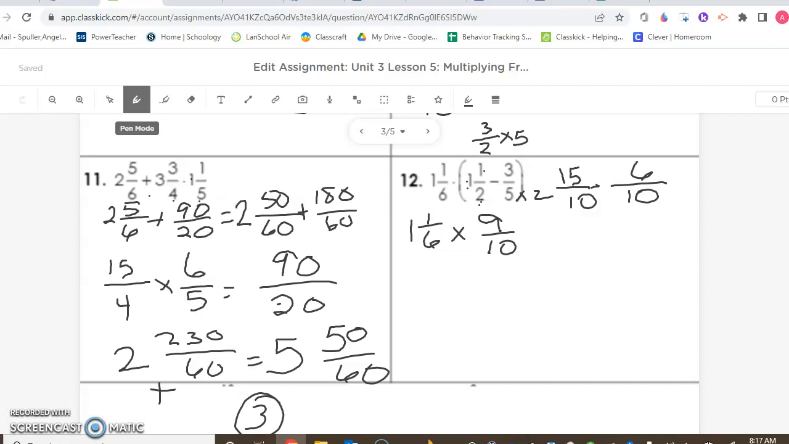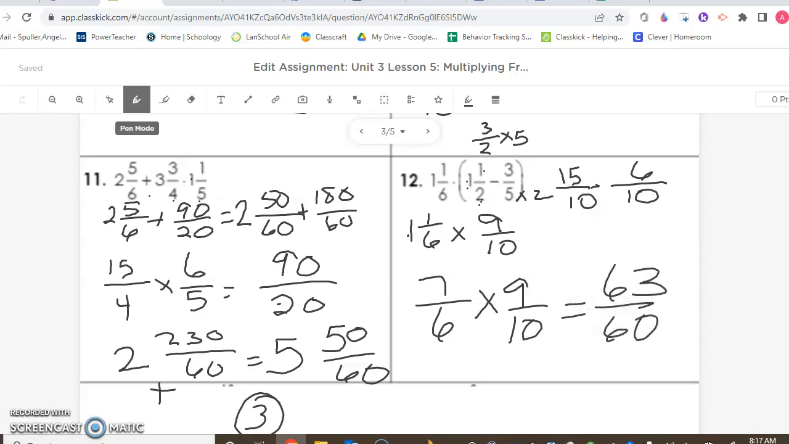And if I subtract that, that gives me 9/10 left. Okay? Now, improper fraction time, 6 times 1 is 6 plus 1 is 7 times 9/10 equals 63 over 60. All right, let's move on.